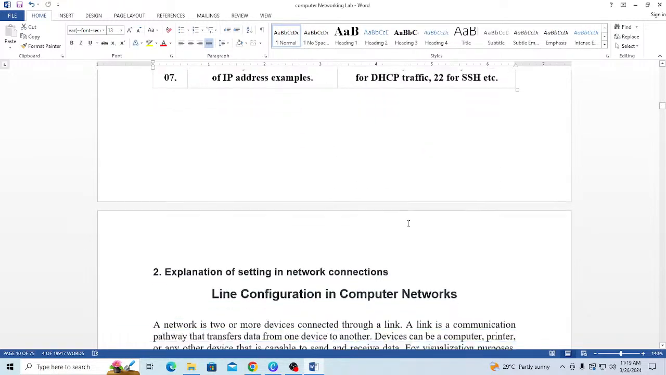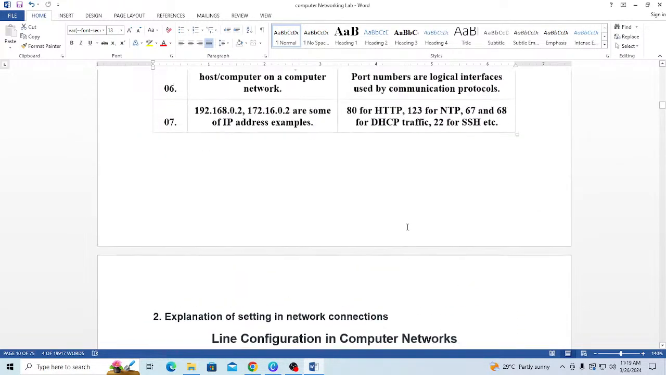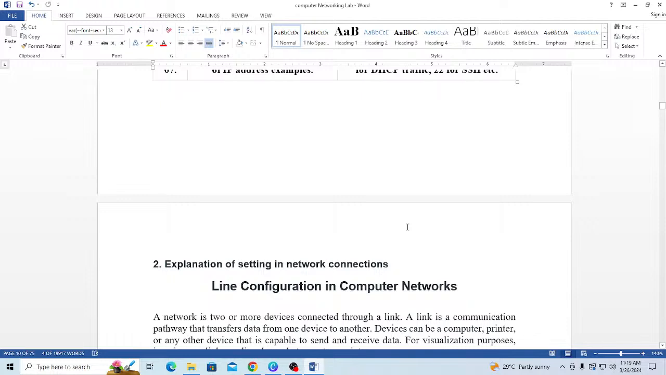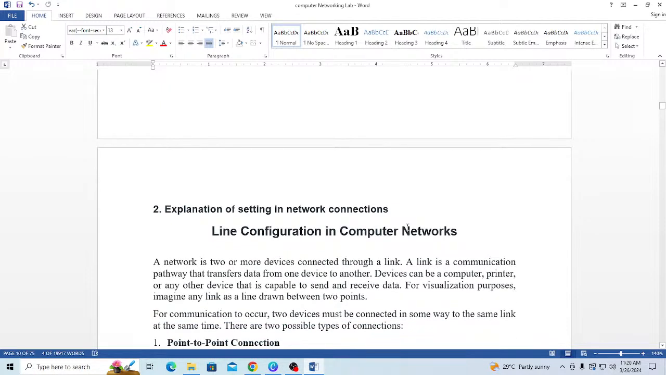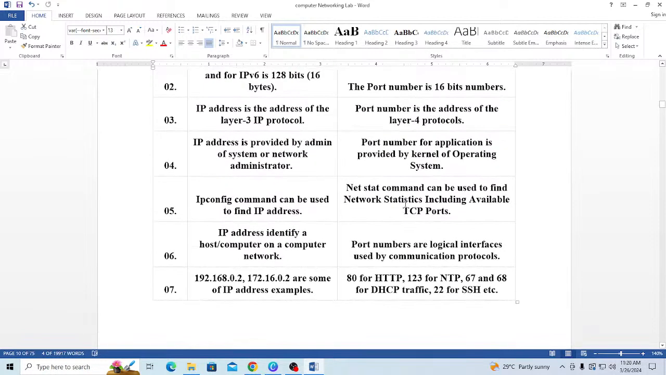Okay, students, next explanation. That means the second question is the explanation of settings in network connection. I will explain it in the next session.